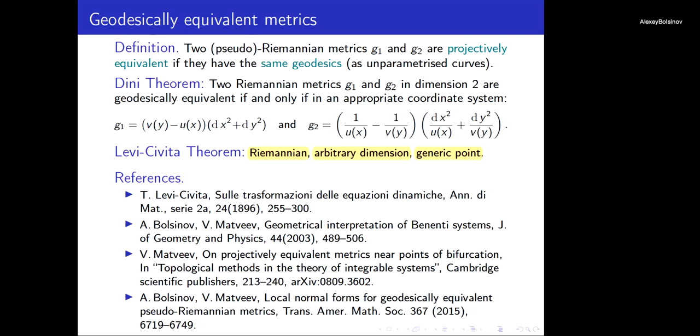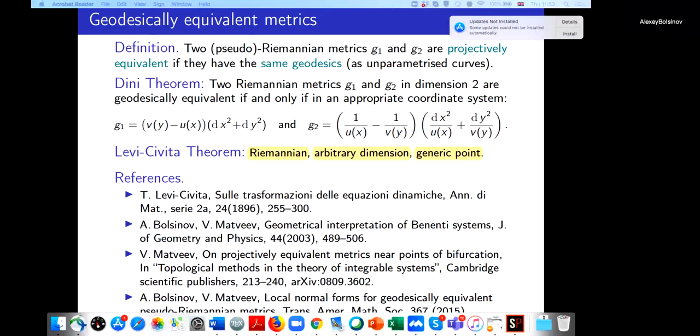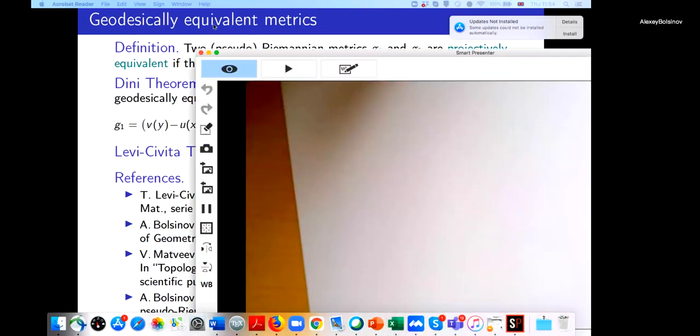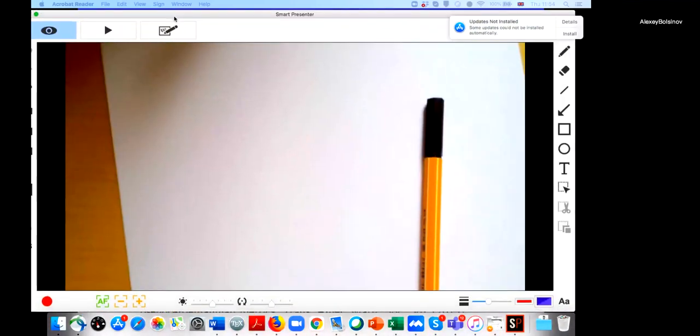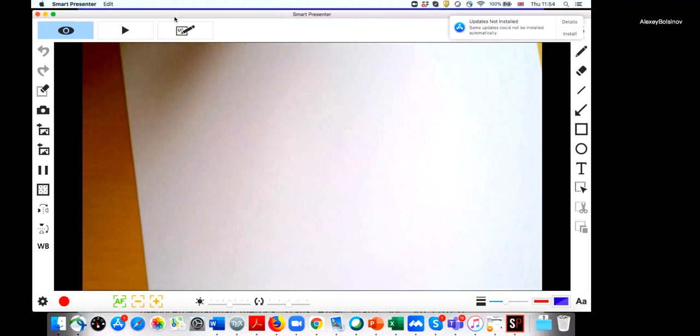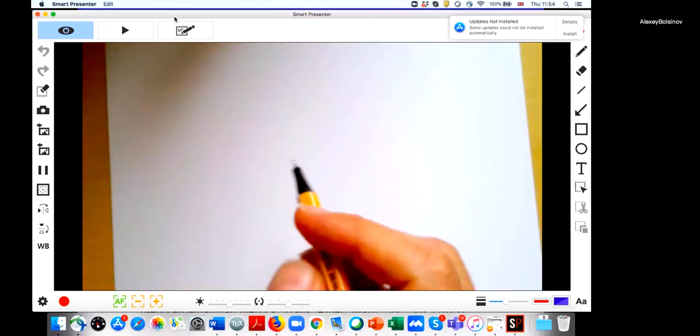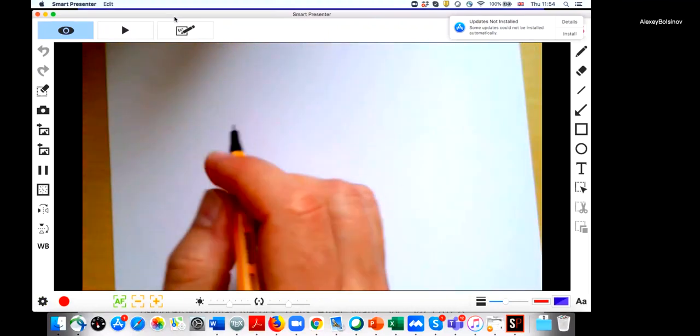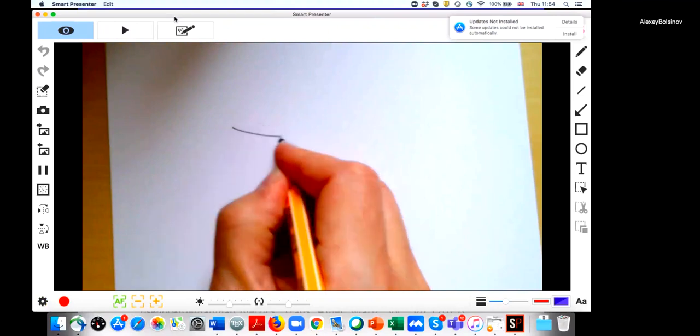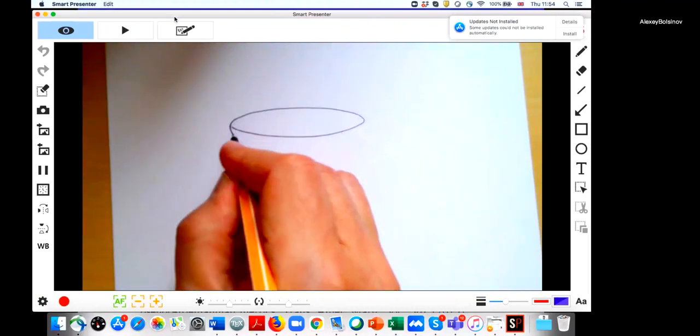It's a very nice topic, and maybe I'd like to give you one example so that you can appreciate how this may happen: two different metrics having the same geodesics. So let me try to draw a picture for you. I hope you see my drawing here. Okay, so let's do the following. I consider a sphere. Let's take not the whole sphere, but half. So this is a half sphere.